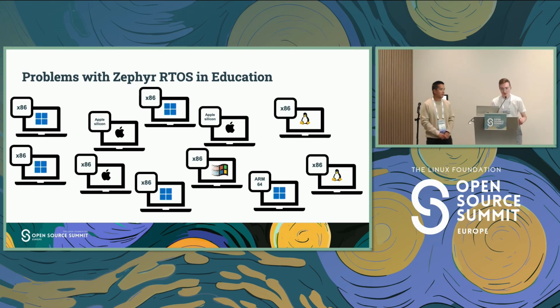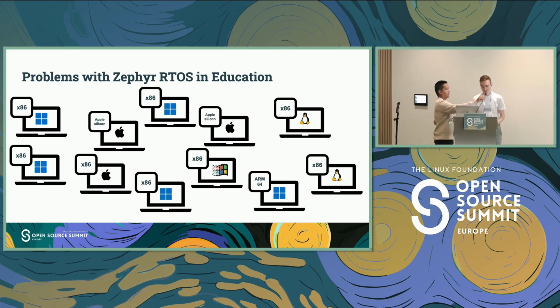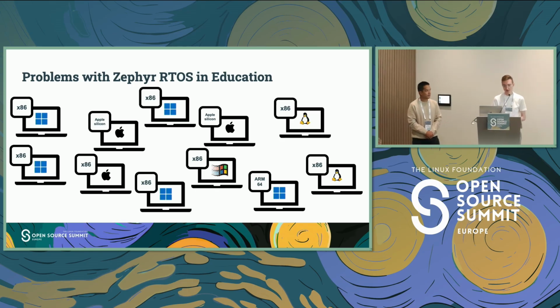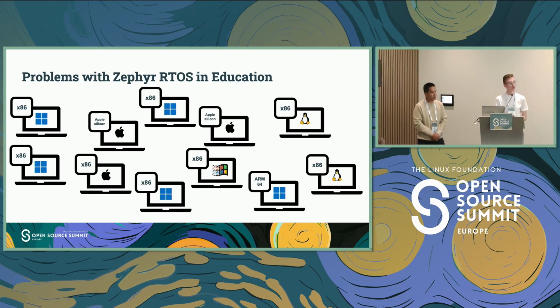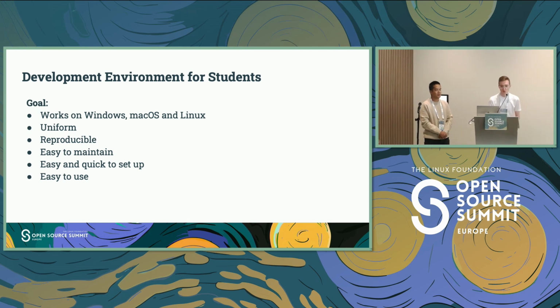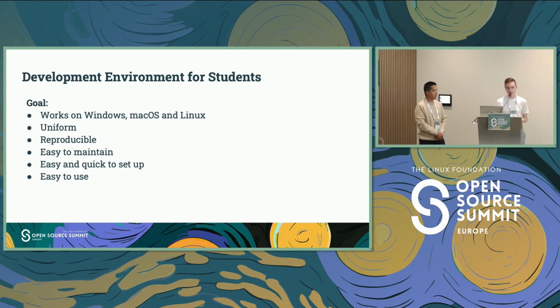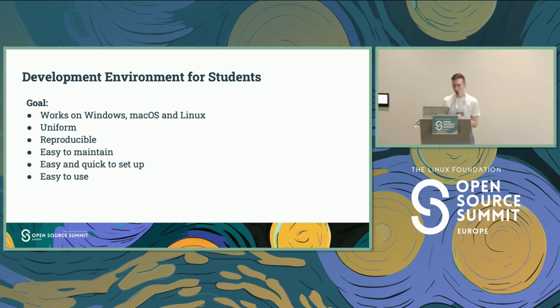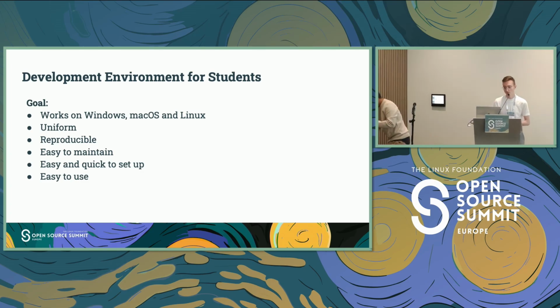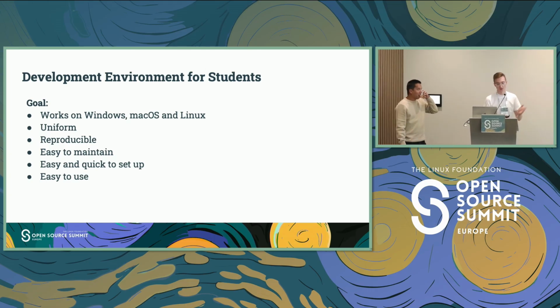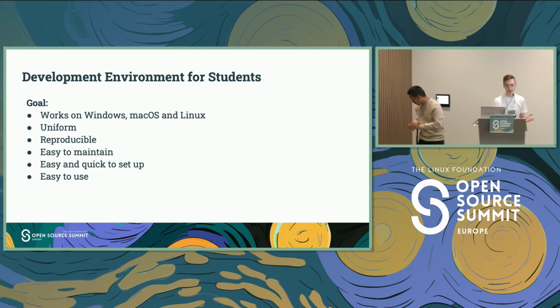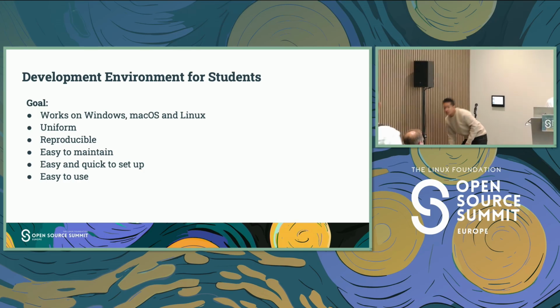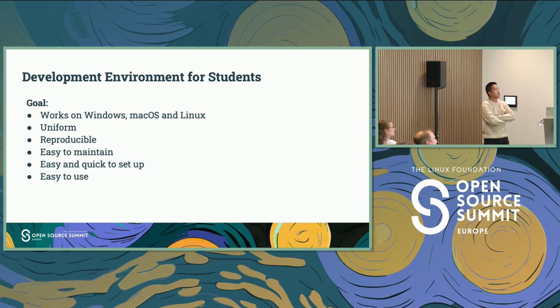Exactly. So we need a development environment that works for everyone. And first we have to write down some goals. Well, we want, of course, that it works for every system, but we don't want to maintain a new environment for each system. So that's why we want a single uniform environment. We want it to be reproducible, easy to maintain, and for the students, easy and quick to set up and easy to use.